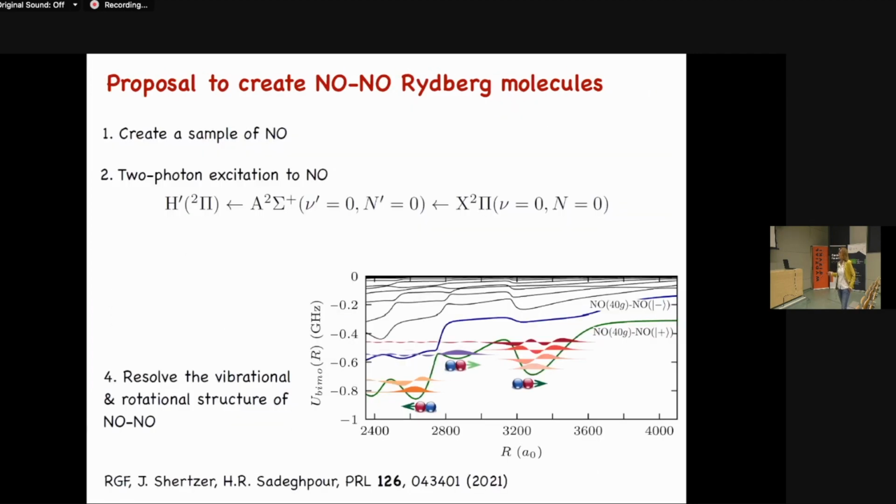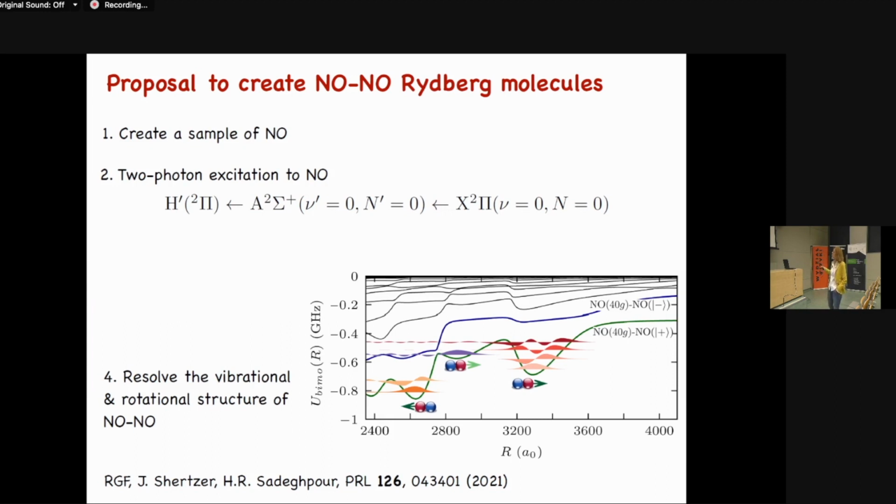So they could be created experimentally. We have a proposal for how they could be created in the lab. That would be to create a sample of NO, which they have already, and they are working on the excitation of NO. I think they have it already. And this is their path: they have this 2-photon transition. That's one of the examples.